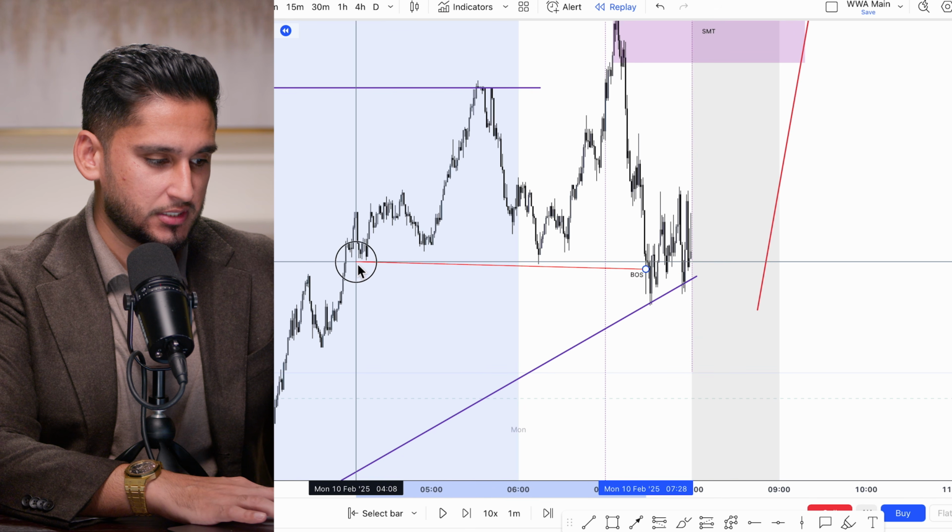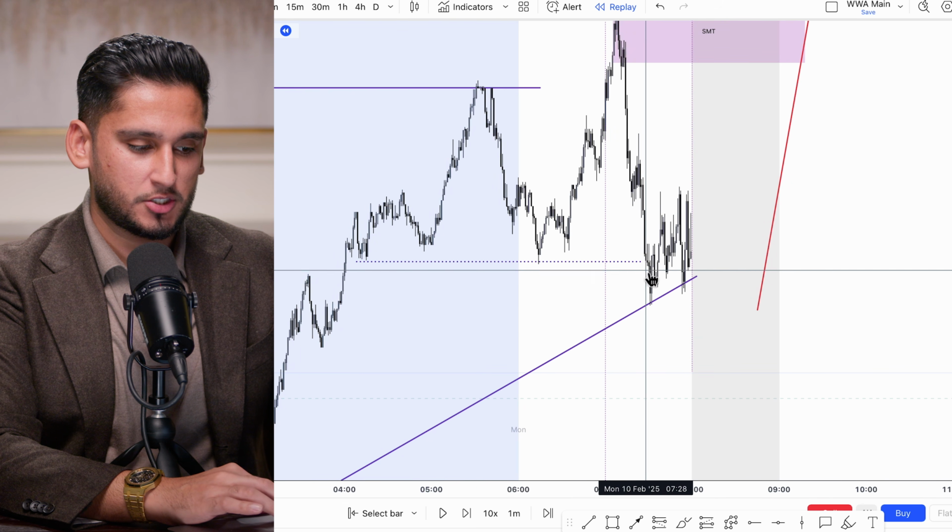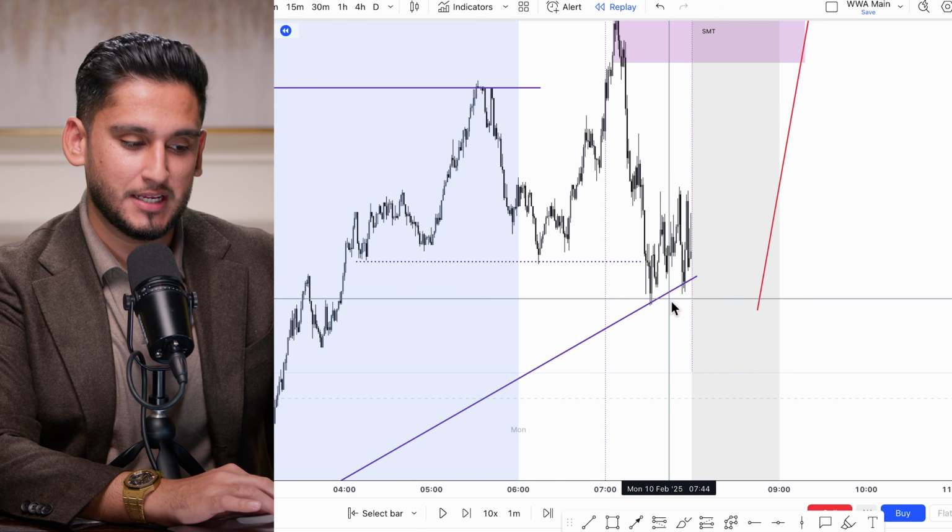So what I'm seeing is all of this liquidity that is being built up. All of that liquidity is not a break of structure. It is a liquidity pool. This could be potentially my pre-inducement of the day, minor inducement.